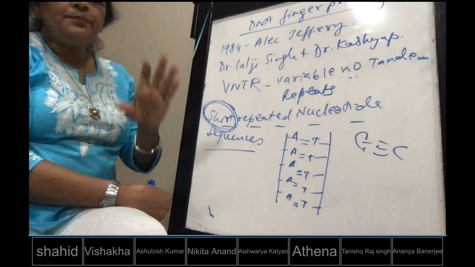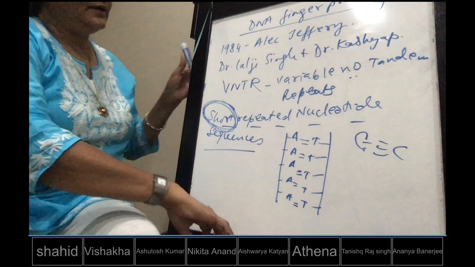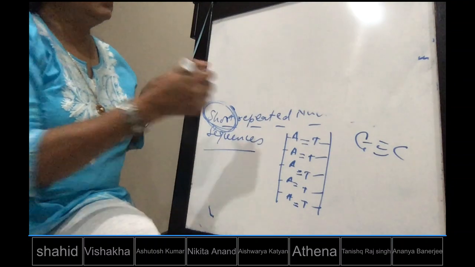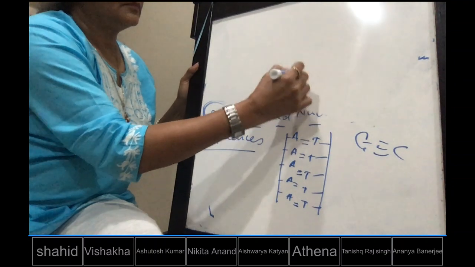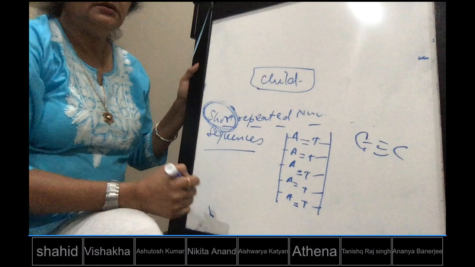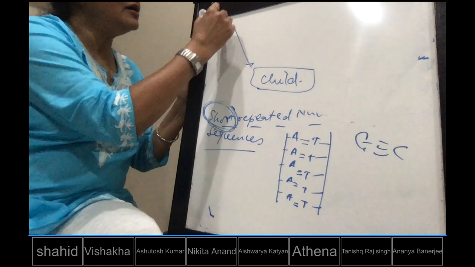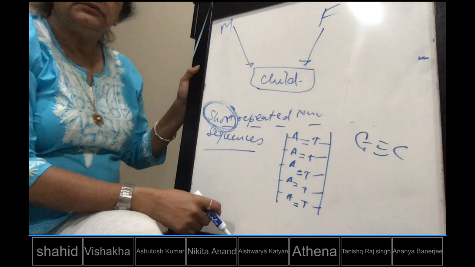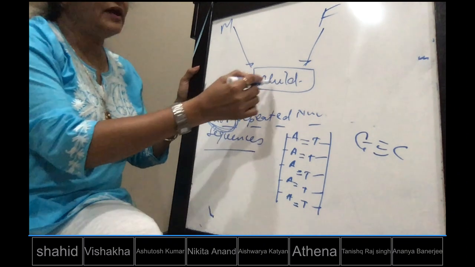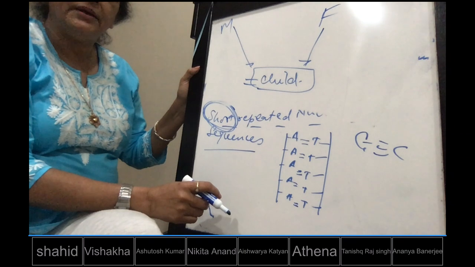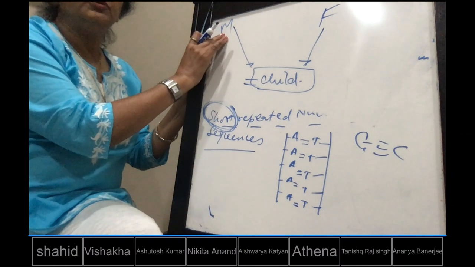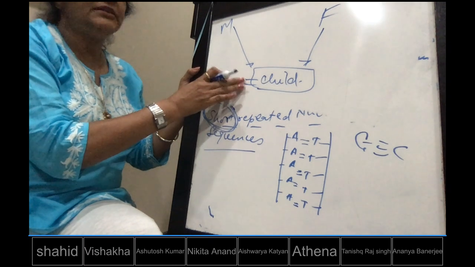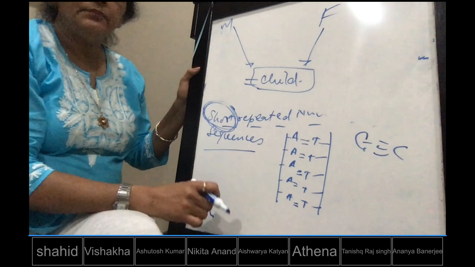Now, for a person, if this is a child, this child will have some VNTRs of his mother and some VNTRs of his father. The child may have some VNTR belonging to the mother. Suppose the mother on the fifth chromosome has this sequence and it is found in the child. We can say that this child belongs to this mother.